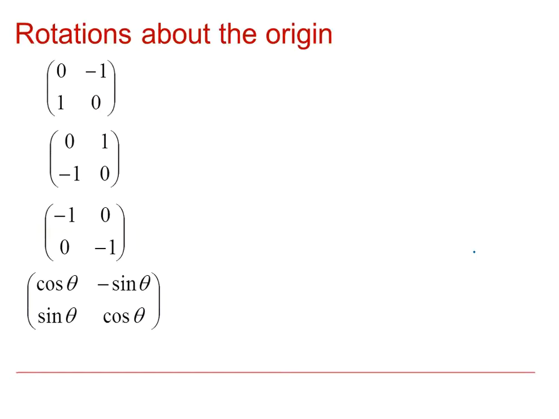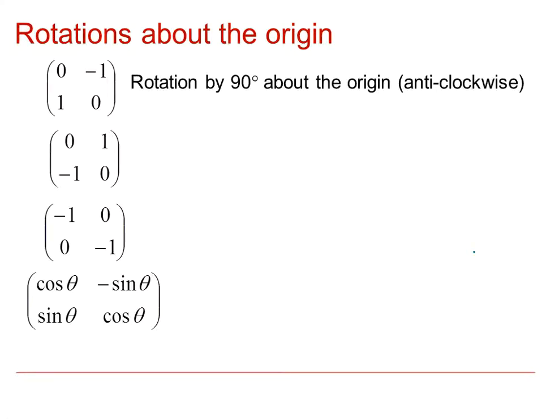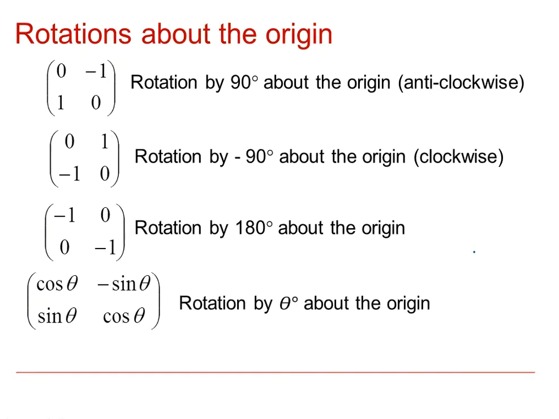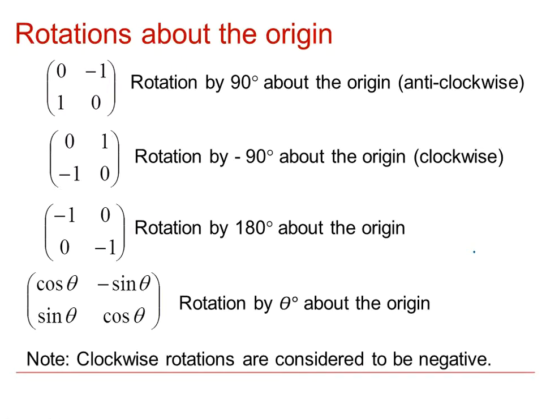So these are the rotation matrices we need to be aware of. The first rotation matrix is 90 degrees about the origin anti-clockwise. The second rotation matrix is minus 90 degrees about the origin, clockwise. The third rotation matrix is 180 degrees about the origin. Clockwise or anti-clockwise would give the same direction. And the last one is a rotation of theta degrees about the origin. Be careful with the last one. Clockwise rotations are considered to be a negative angle.